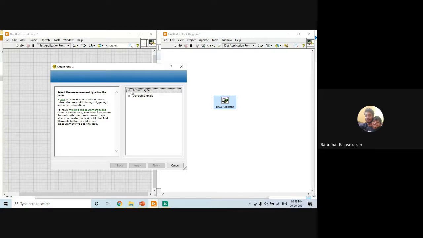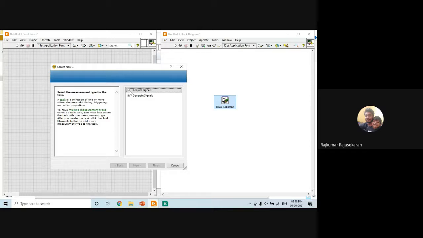Either we need to make a measurement, maybe a voltage measurement, or we need to generate some voltage values. Or maybe we need to generate some digital data, or control some digital unit, maybe a production unit. Maybe your voltage level has gone up, or we need to activate the relay. So depending on that, we can generate or acquire signals.